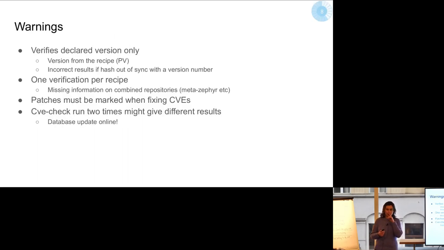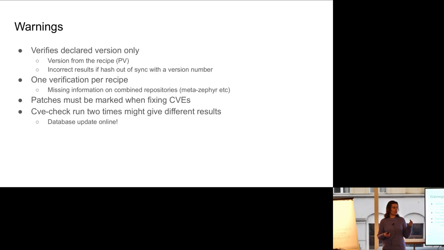Now, a few warnings before I tell you how to use it. The cve-check verifies the declared version only. What it means is that you use the PV, and when there are some smart people who override the hash of the source code while keeping the version at something else, that gets out of sync. And we do one verification per recipe. What means that for recipes that are downloading different combined projects, the big example is meta-zephyr, we are not verifying all of the modules, libraries, and other things that Zephyr has brought in.